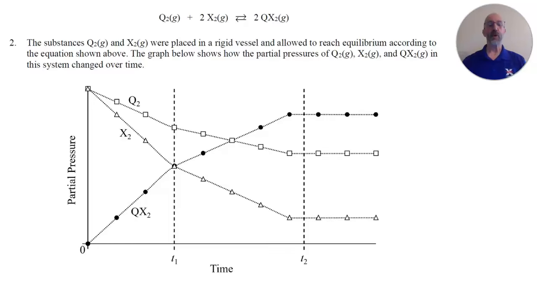In question 2, we are given a balanced chemical equation, and it says that the substances Q2 and X2, which are the reactants, were placed in a rigid vessel and allowed to reach equilibrium according to the equation shown above. And the product of this reaction is QX2. Now, the graph below shows how the partial pressures of the reactants, Q2 and X2, and the product, QX2, in the system changed over time.